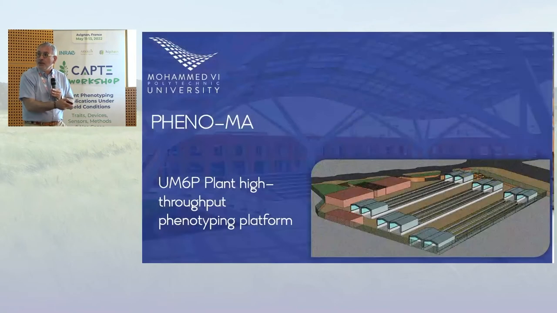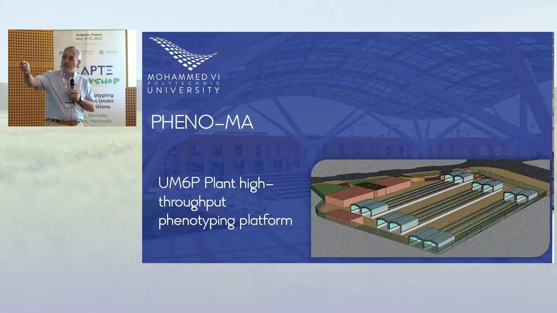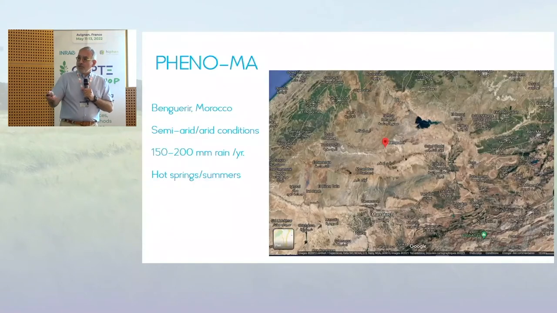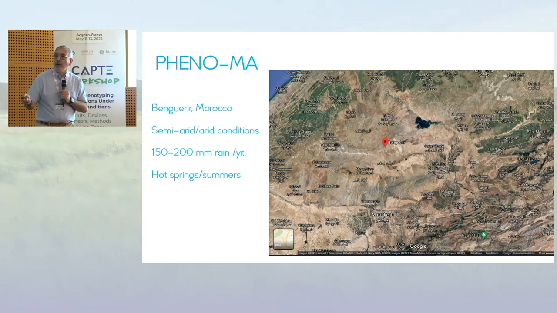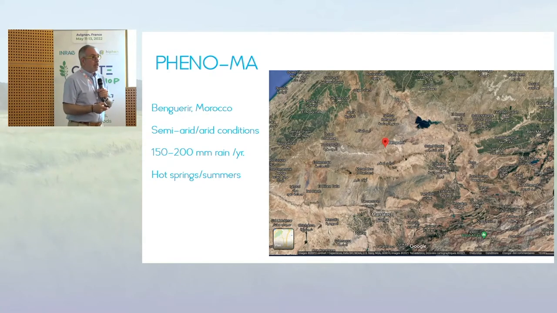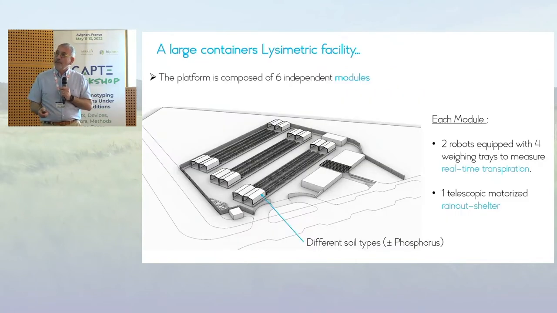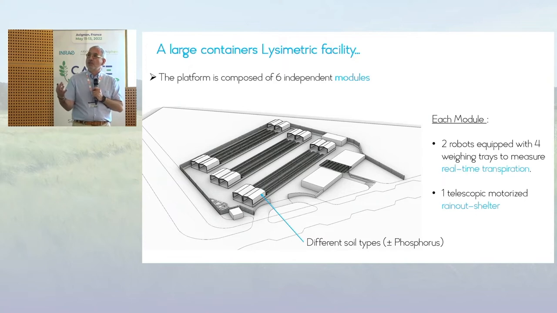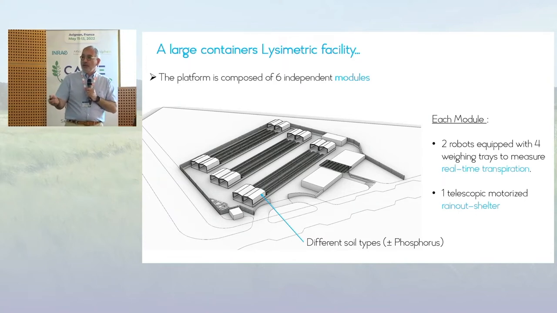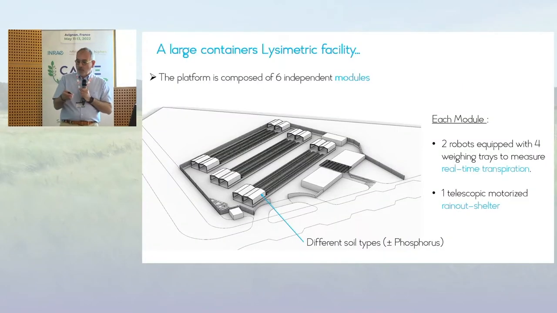So the second phenotyping platform is the Phenoma phenotyping platform, which looks like this. It's actually located in Benguerir in Morocco, next to Marrakech, which is a very dry area with low rain and hot summers and springs. It is a large container lysimetric facility, and it consists of 6 independent modules. Each of these modules is here.